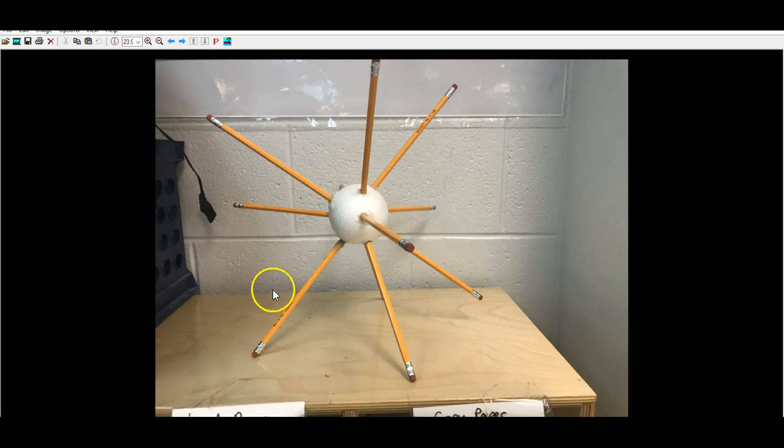Otherwise, by Newton's first law, it would just keep moving away from Earth. It would just keep going in a straight line. But obviously Earth is affecting it because it's going in a circle. That's Newton's second law. There's an unbalanced force going on there.